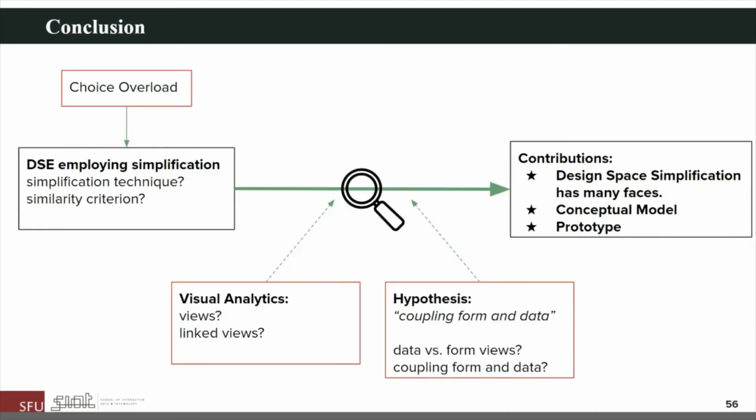In conclusion, we presented our process for analyzing several tools for exploring design spaces. We discussed the lenses we used in analyzing them, and finally we presented our contributions, which include a better understanding of the role that simplification can play in design space exploration, or in other words, the fact that design simplification has many faces, a conceptual model for analyzing these tools, which includes concepts like form-driven interactions, and an initial prototype illustrating some of the concepts we discussed.